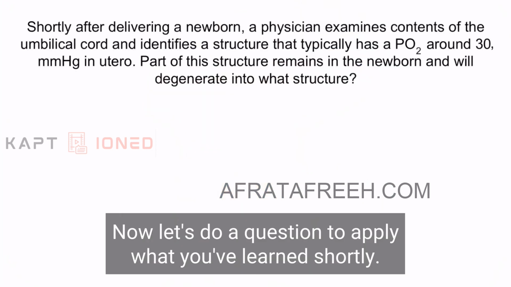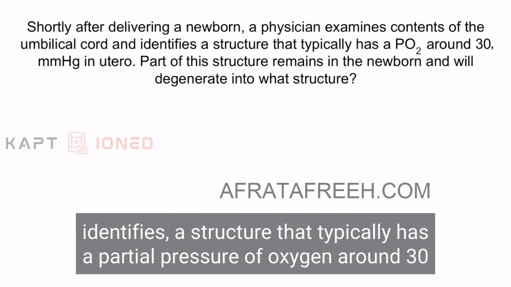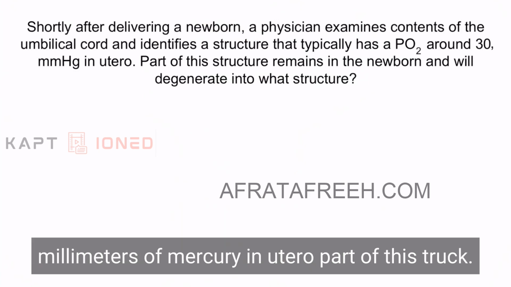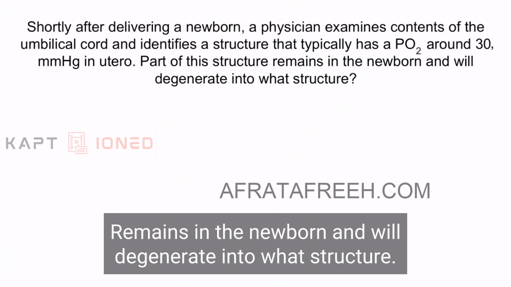Now let's do a question to apply what you've learned. Shortly after delivering a newborn, a physician examines contents of the umbilical cord and identifies a structure that typically has a partial pressure of oxygen around 30 millimeters of mercury in utero. Part of this structure remains in the newborn and will degenerate into what structure?